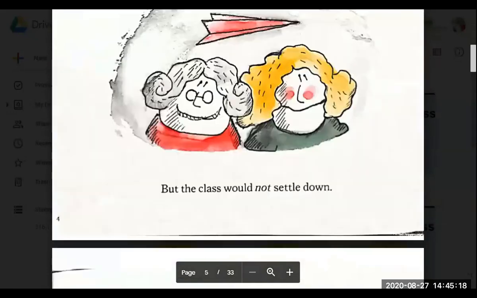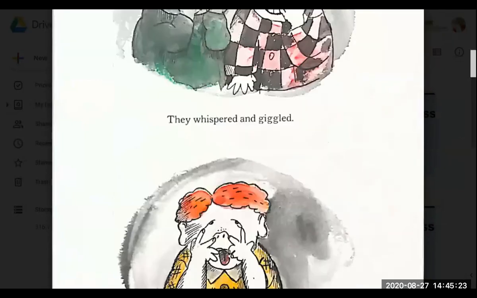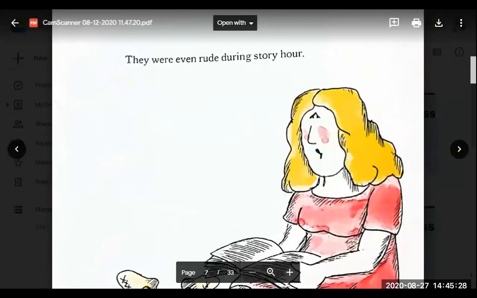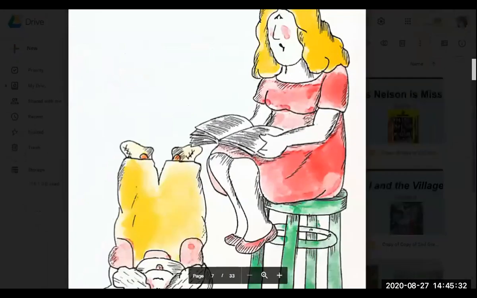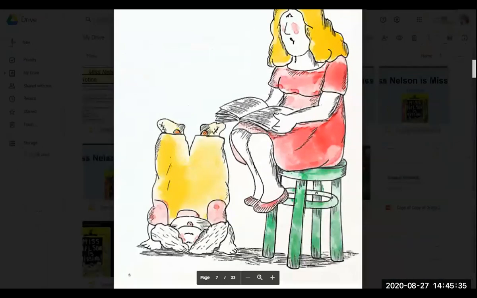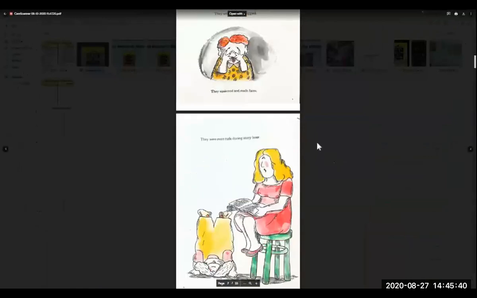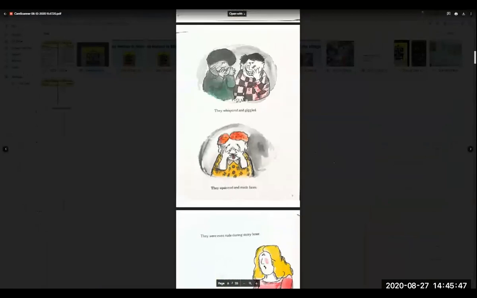So we're going to look at page 6 and 7 at the pictures. And what we're going to focus on is, what are the pictures showing us about how the children were misbehaving and being rude? So let's look at this picture right here. What do we see on this page that shows how the children are being rude? We got this little girl who's standing on her head during story time. And over here, we got this kid whispering and giggling, and this one's making silly faces.